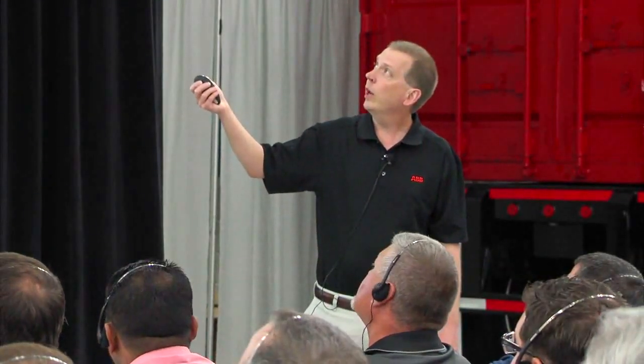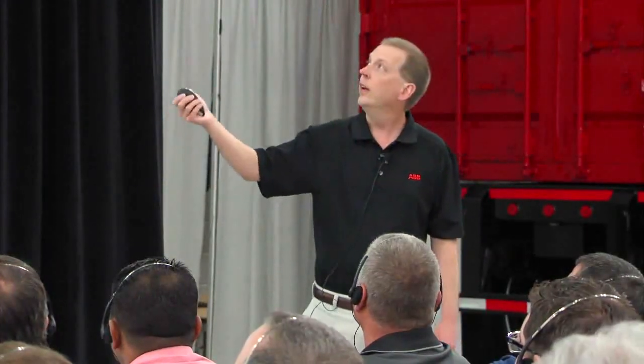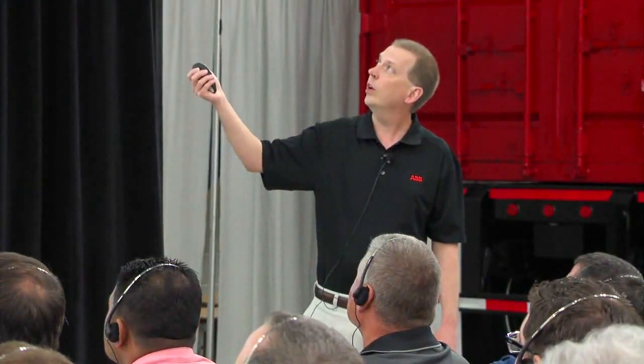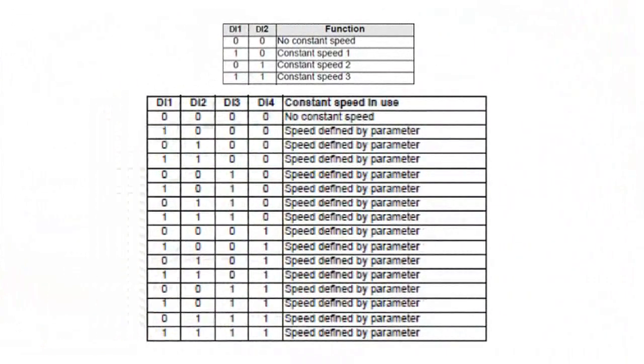And then when I come in and I turn on the start command, and then I turn on DI1, it will go to 900 RPM. If I turn off DI1 and I turn on DI2, it'll go to 1,000 RPM. And if I turn them both on, it'll go to that 1,500 RPM. And those numbers I made up, the 900, the 1,000, and 1,500, you can program those to whatever you want within the speed limits of the motor.